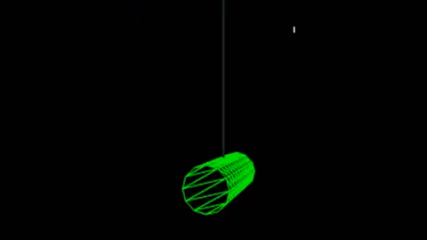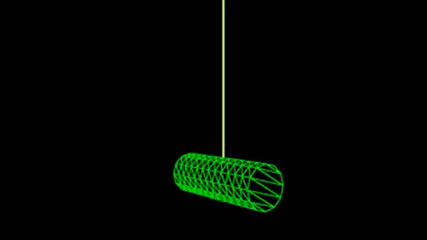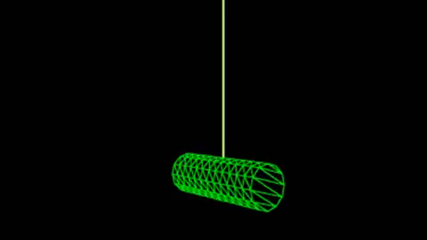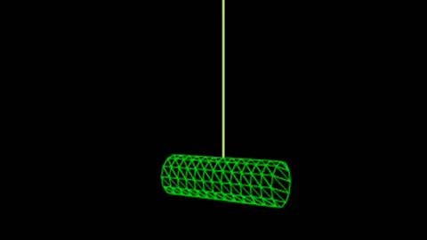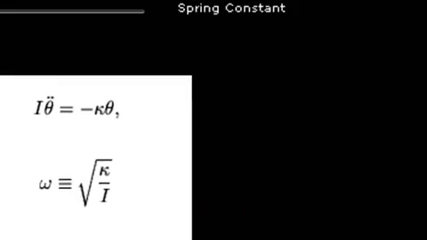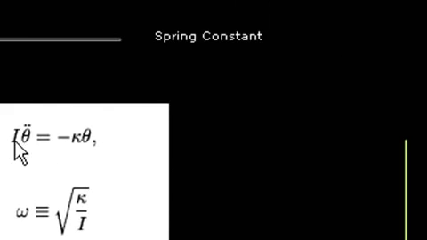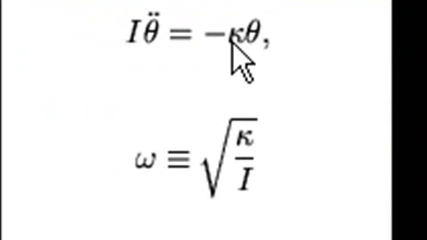Let's click on it. And I'm going to reinitialize that, get a different color of the string. And here's my oscillating rod. And here's the torsion equations. And basically here's the equation for the acceleration of angle. And here's the spring constant.